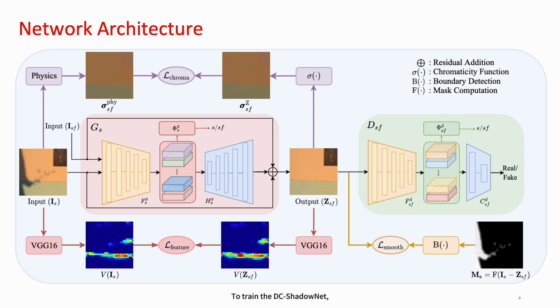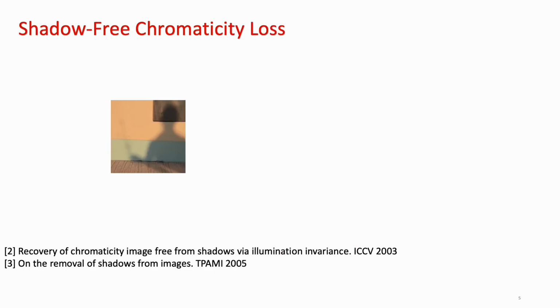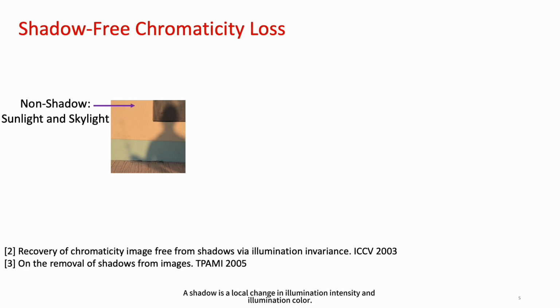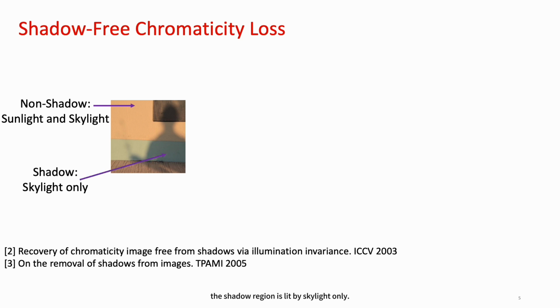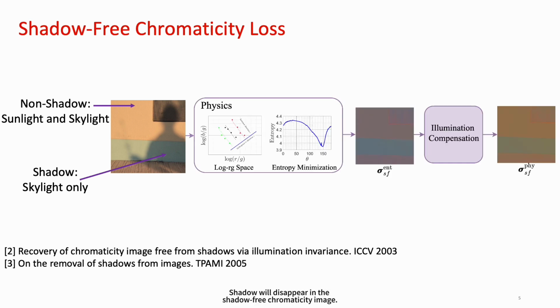To train the DC-ShadowNet, we employ three unsupervised losses: shadow-free chromaticity loss, shadow robust feature loss, and boundary smoothness loss. We first introduce the shadow-free chromaticity loss. A shadow is a local change in illumination intensity and illumination color. Since the non-shadow region is lit by sunlight and skylight, the shadow region is lit by skylight only. Shadow will disappear in the shadow-free chromaticity image. Therefore, our goal is to obtain shadow-free chromaticity images that are invariant to lighting.